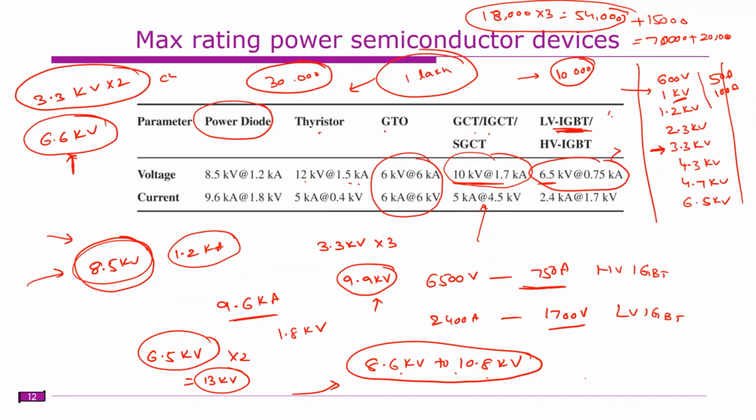For example, if the current rating required is 1500 amperes and this particular device can only give 750 amperes, then you have to connect another device in parallel. So the current rating is increased by connecting two or more devices in parallel, and the voltage rating can be increased by connecting two or more devices in series. Similarly, for the DC bus voltage, we have to use several capacitors in series to increase the DC voltage rating.